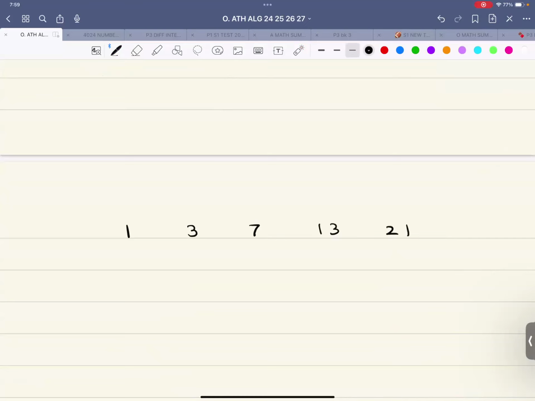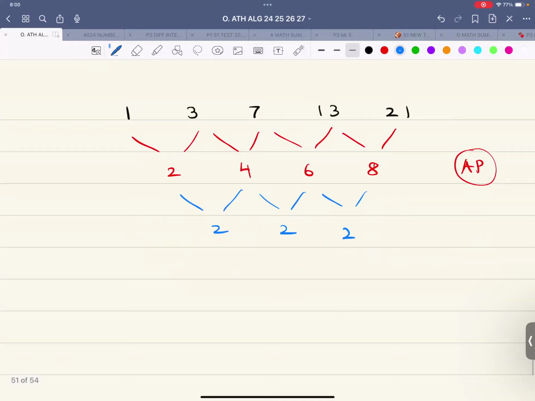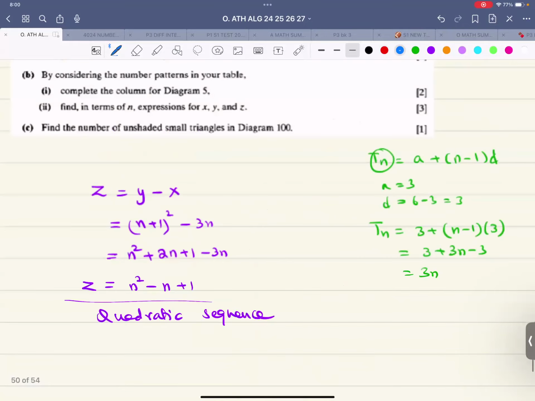And let's say if it's really a quadratic sequence, of course it is, but there is no harm in double checking it. So 1 and 3, the difference is 2. 3 and 7, the difference is 4. 7 and 13, the difference is 6. 13 and 21, the difference is 8. Yes, it's an AP, an arithmetic progression. 2, 4 is 2. 4, 6 is 2. 6, 8 is 2. So if someone wants to calculate it this way, that is also possible.